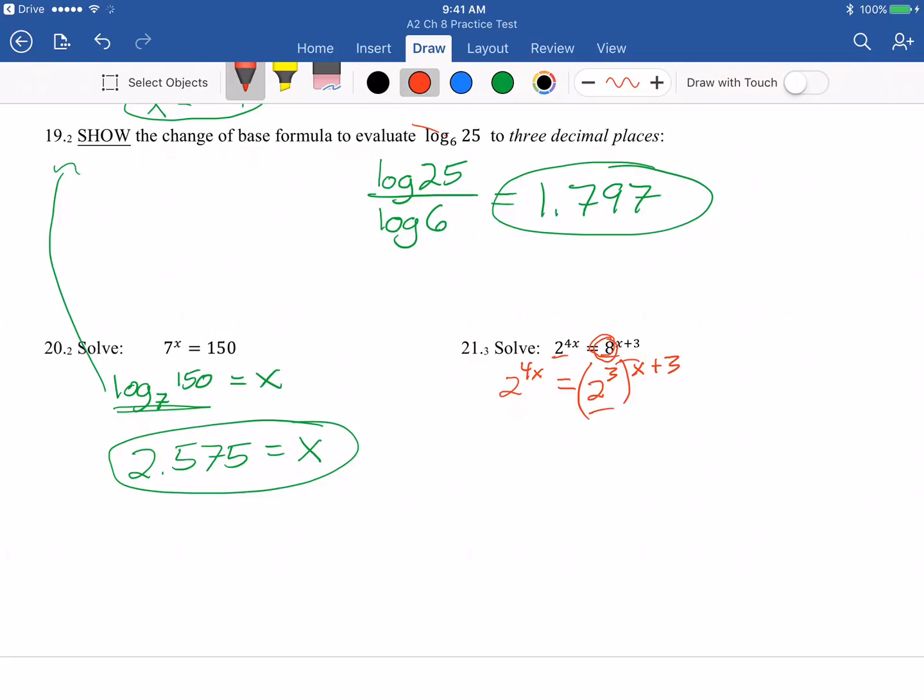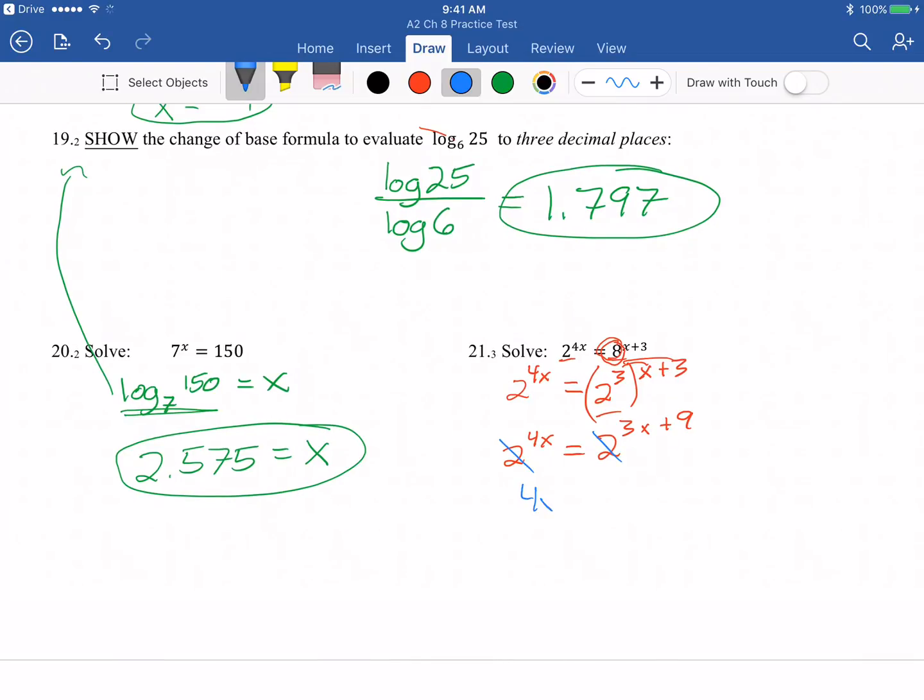All right, so now I can bring that cubed and multiply that by the x and the 3. So I get 2 to the 4x equals 2 to the 3x plus 9. All right, so now once you have those same bases, you can just cross those guys out. So you get 4x equals 3x plus 9. Solve this guy for x, you subtract that 3x. So you get 1x equals 9. Should be your final answer there.